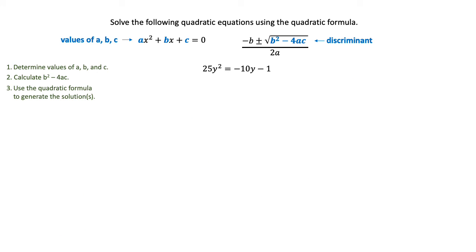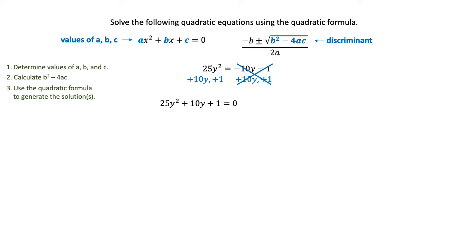Let's look at one last example. And in this one, you'll notice that this is not in the format ax squared plus bx plus c equals 0. So we need to adjust it so that it is in that format. What we will do is go across the equal sign, and we're going to add the 10y, and we're going to add the 1. Bring that all over to the left and 0 out the right-hand side. So that will give us 25y squared plus 10y plus 1 equals 0.